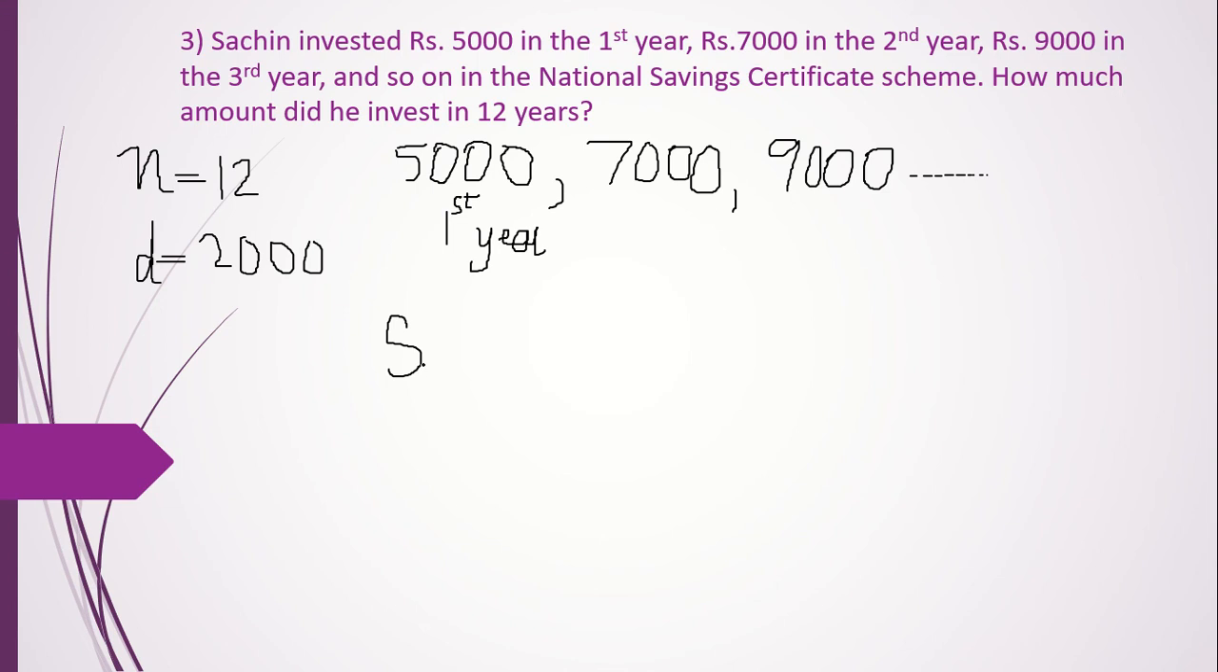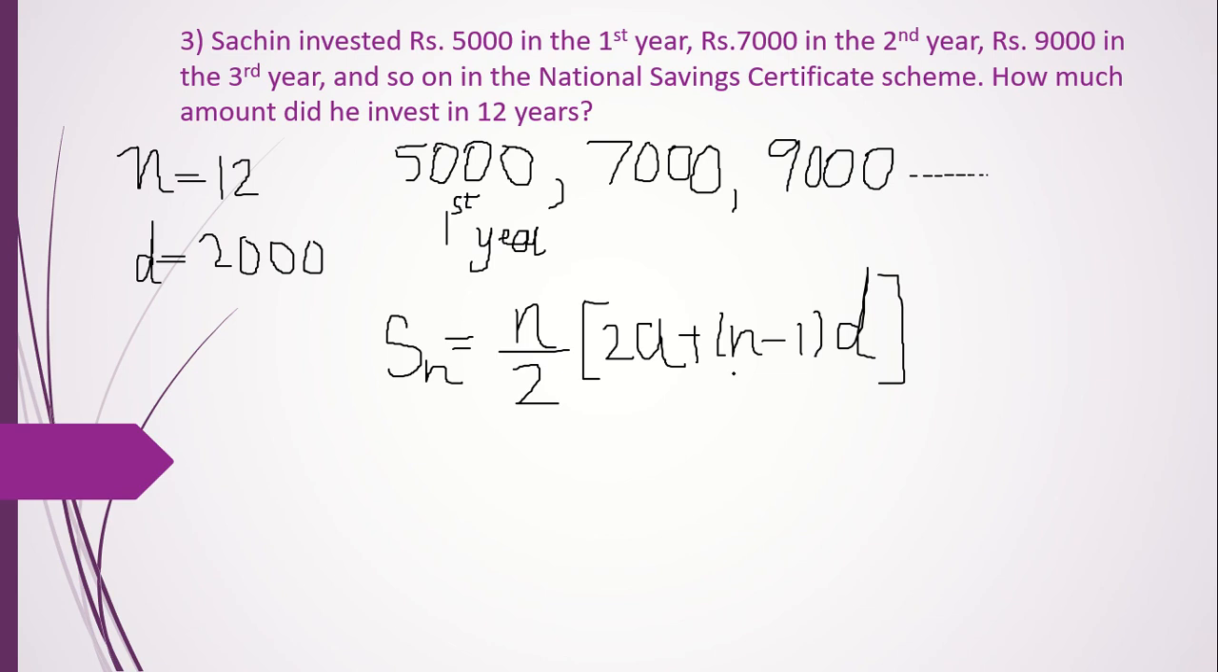But we will do that quickly by using the Sn formula. We don't have to sit and write all those 12 numbers and keep adding. We have the formula, right? Quickly we will get this by the formula n by 2, 2a plus n minus 1 d. We just have to substitute in this formula and we will get the answer.